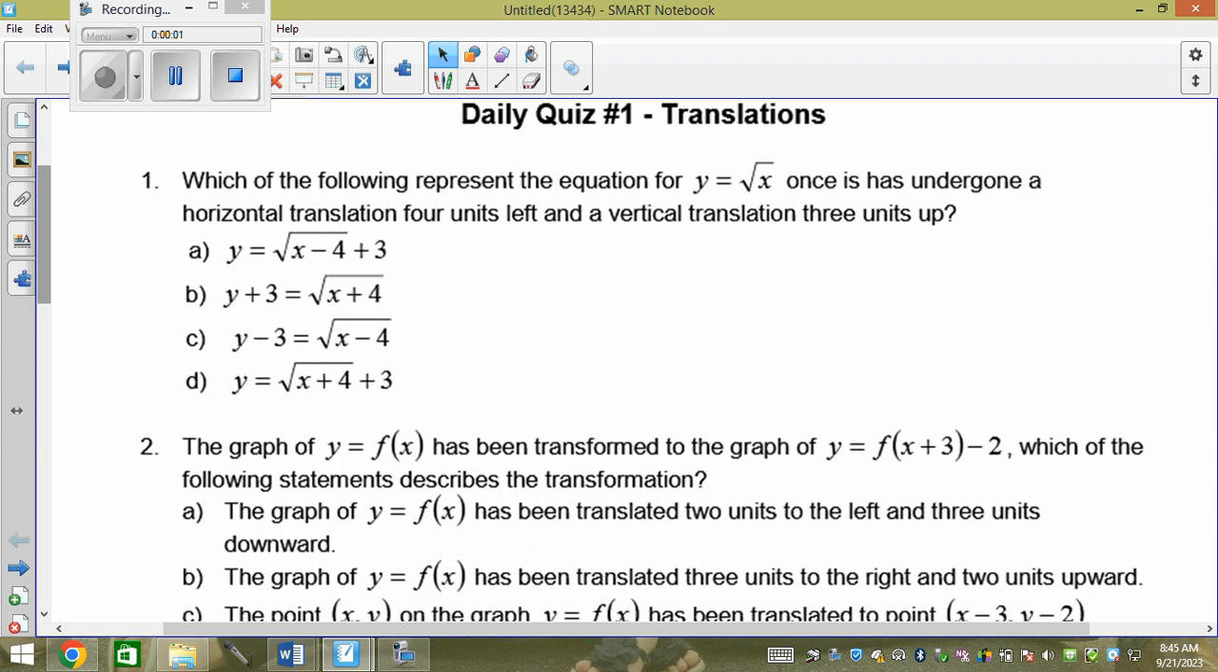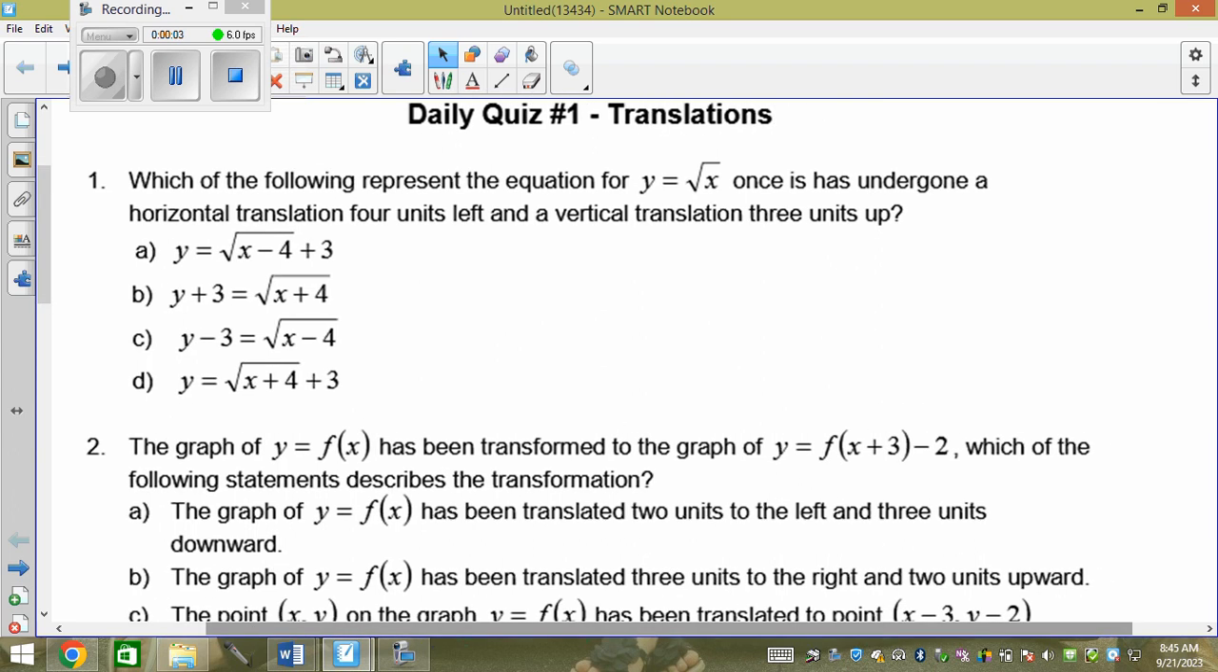So here we have, which of the following represents the equation for y equals root x once it has undergone a horizontal translation? So we're going from a root x function to a root x function. Can I type these into my calculator? Yes, they're both radicals. They're both radical graphs.